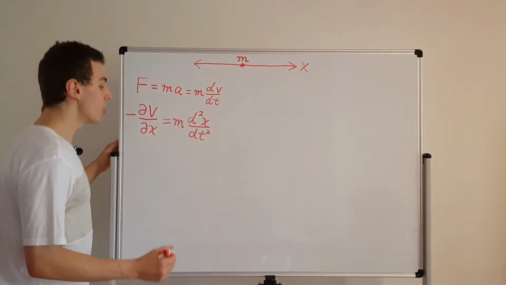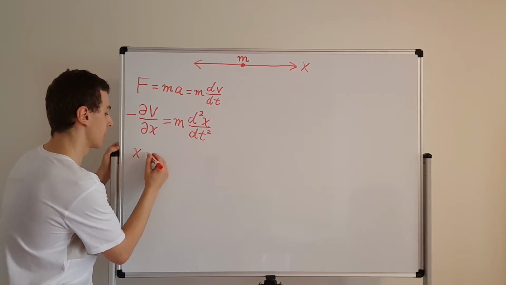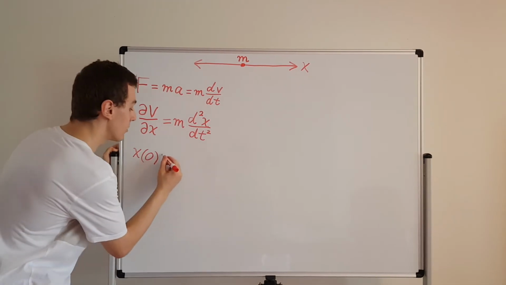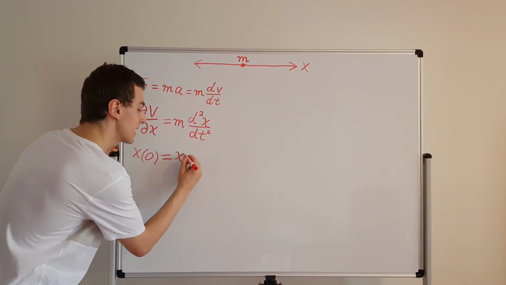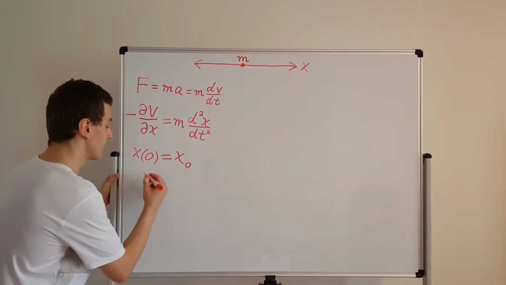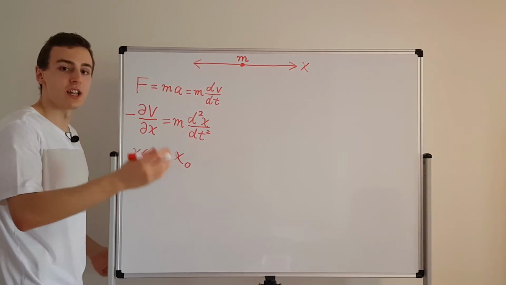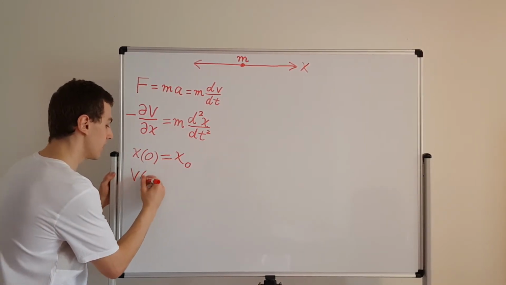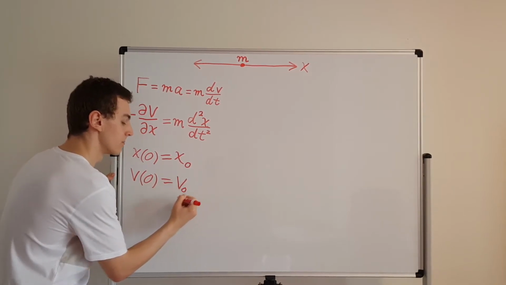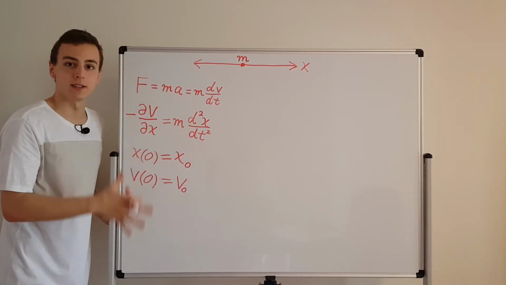So we're going to need to know what the position x is at time t equals 0. And we're going to need to know what that value is, something like x sub 0. We're also going to need to know the velocity or the momentum, but typically in Newtonian mechanics we go with position and velocity. So we also need that at t equals 0, and that's going to be v sub 0. These are just the initial conditions that are going to allow us to solve this system.